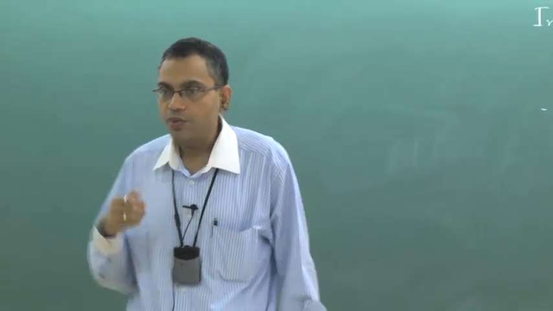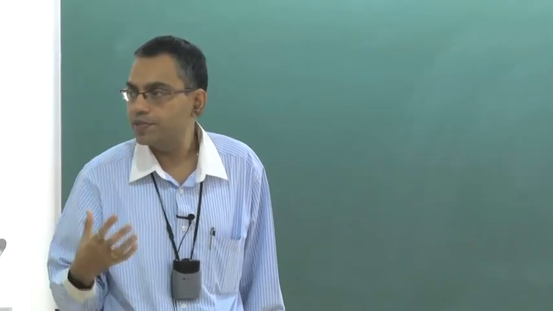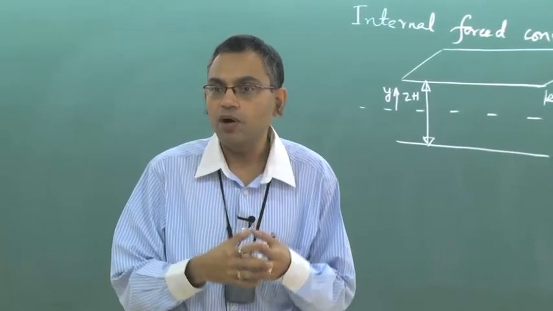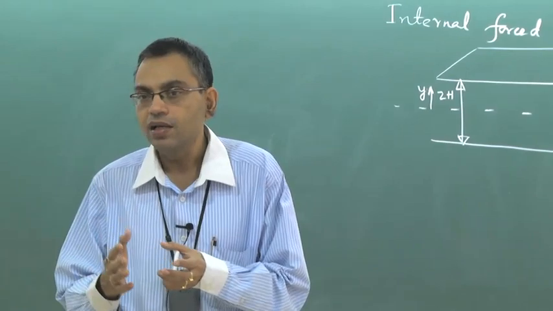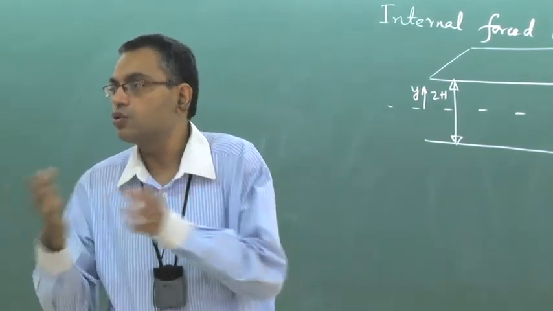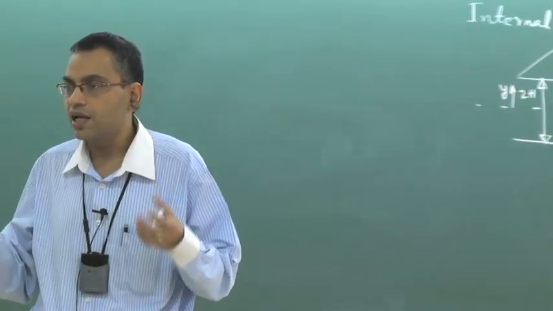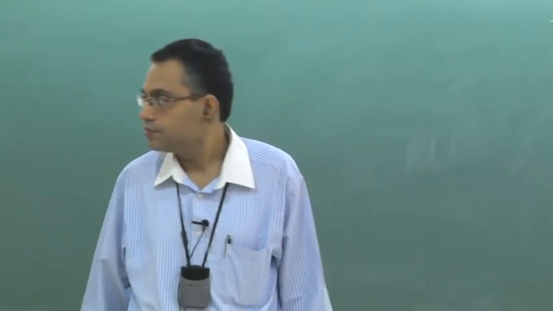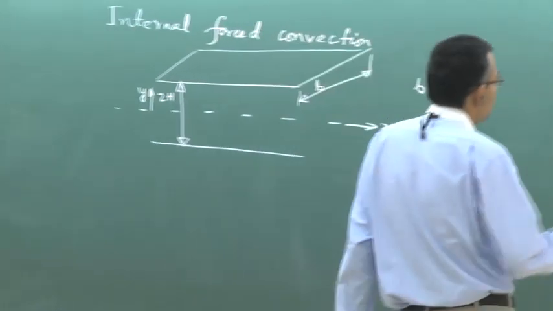So we will discuss parallel plate channels and circular tubes or pipes, which are of importance in engineering. The mathematics for circular pipes will be different from that of a parallel plate channel, simply because of the change of coordinate system from Cartesian to cylindrical polar. But essentially the concept and the physics are almost the same. So we will try to understand that carefully. First we will consider the hydrodynamics.